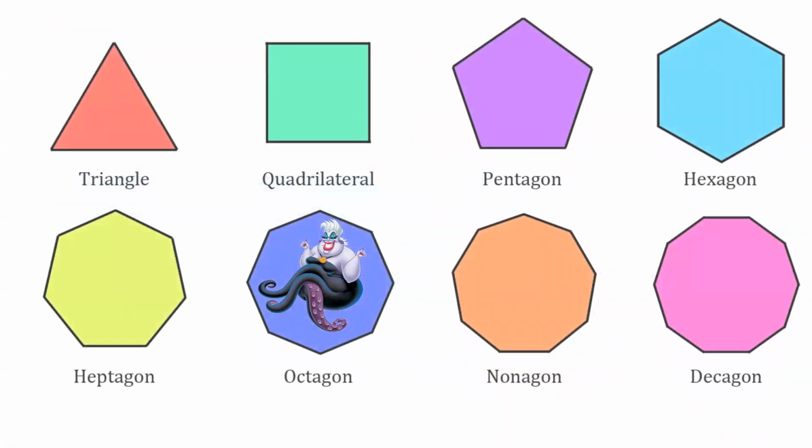Now let's just kind of look. That's why she's there. She was waiting to chill in the octagon. Get it? Here's a couple examples of some polygons here.